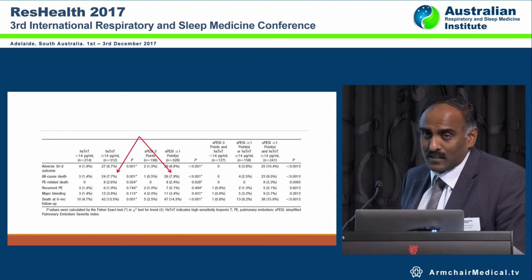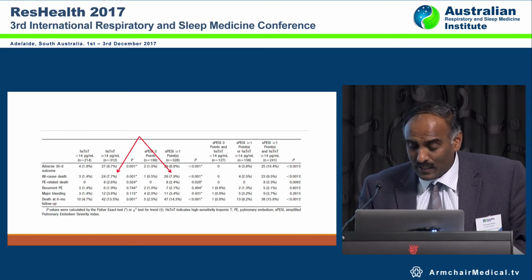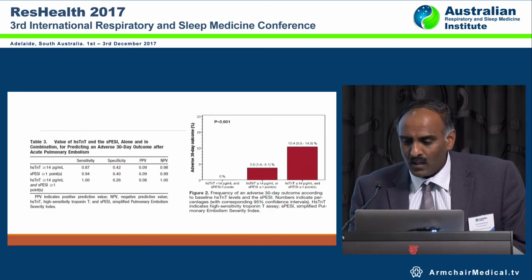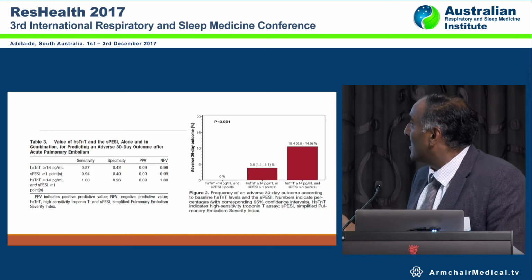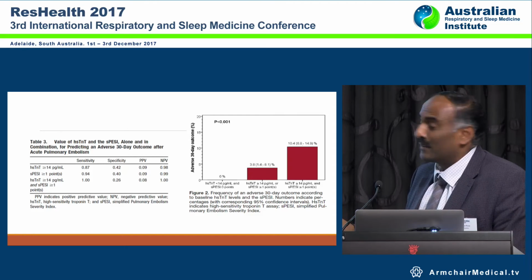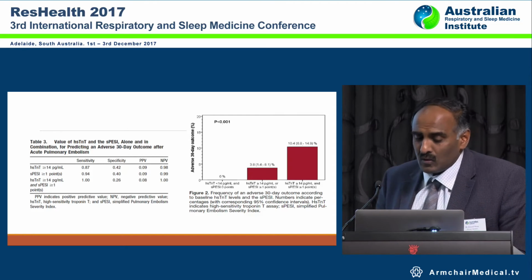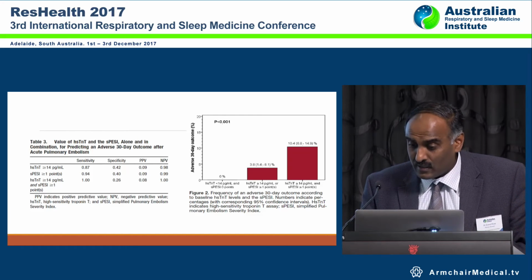And perhaps it validates what the previous studies have shown, that these patients can be discharged quite safely. It also shows that when you have a high troponin T and a simplified PESI greater than or equal to 1, your adverse outcome percentage is markedly higher than with either one alone. So this validates the studies done previously, and shows that both of these have their role.